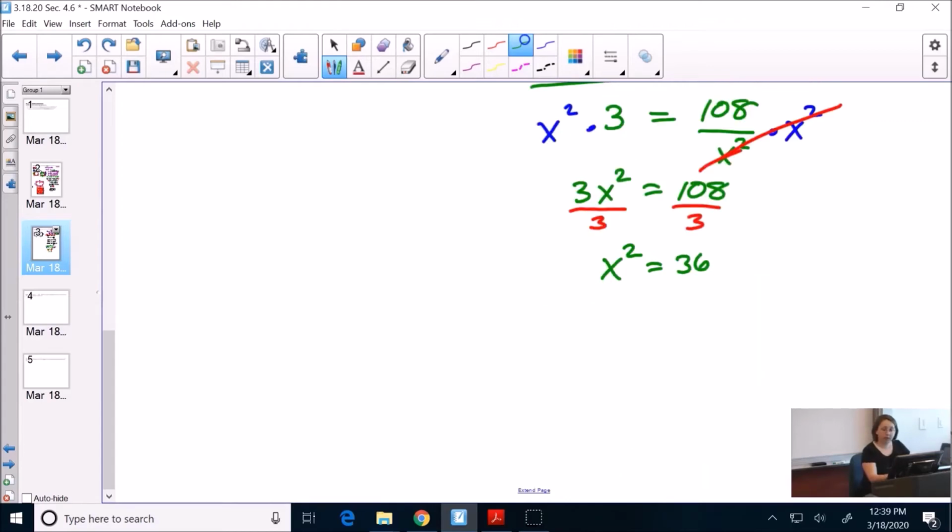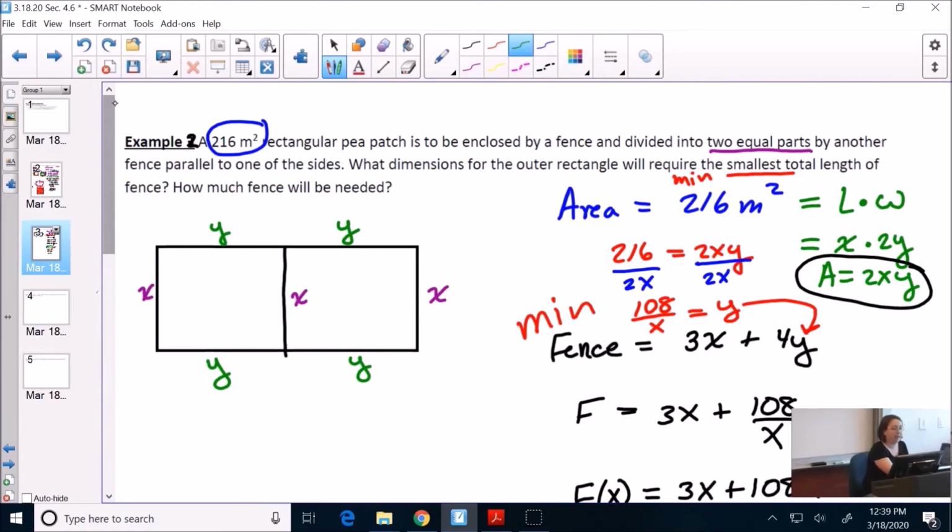How do you solve for x? How do you undo the square? Take the square root. But when you put the square root on, you have to put plus or minus. So x equals plus or minus the square root of 36, which is 6. And what did we just find? We found the dimension of one side of our rectangular fenced region, our, what was it, P-patch. Alright, so we found this dimension here.